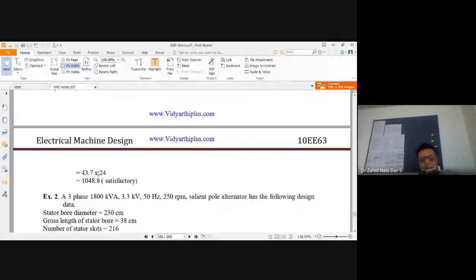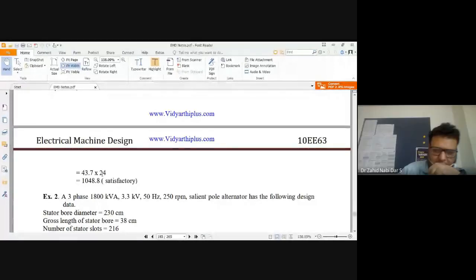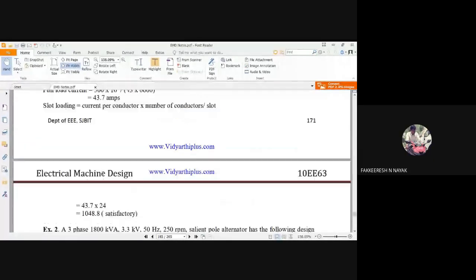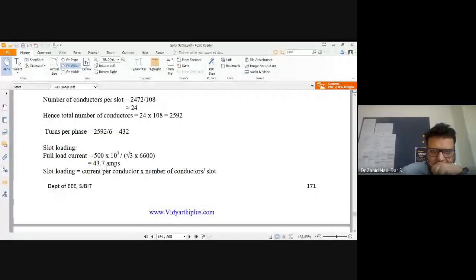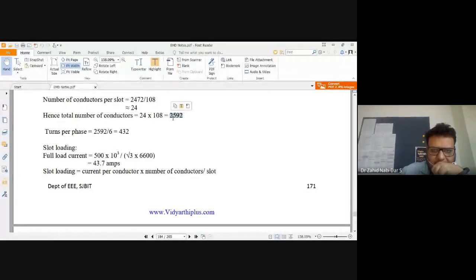Sir, doubt. The number of conductors per slot: 247 divided by 108 gives 22.88, sir. So why do we take 24, sir? How much are you getting? 22.88. So there might be some calculation mistake here, because I thought it was printed. I have not calculated it yet. I will also check; I did not check till now.